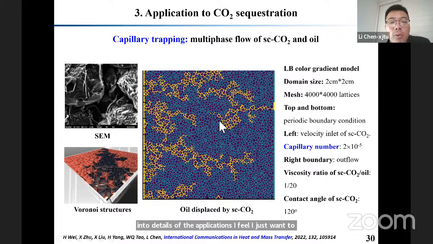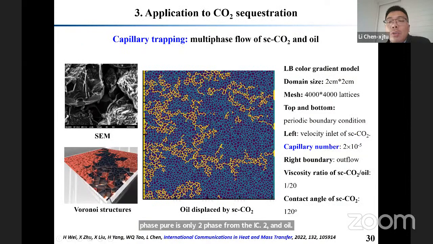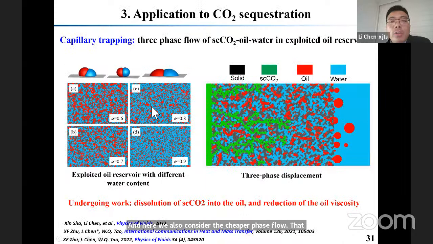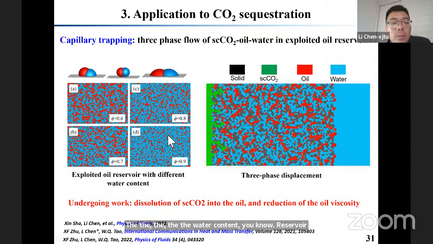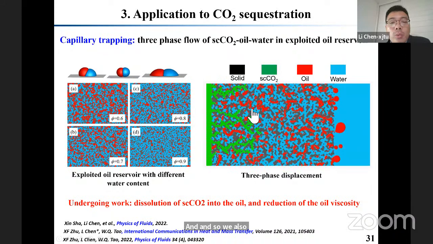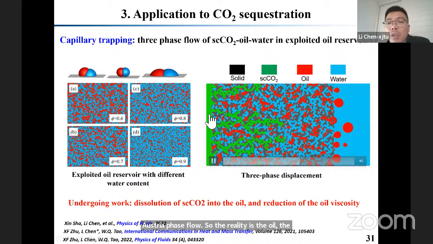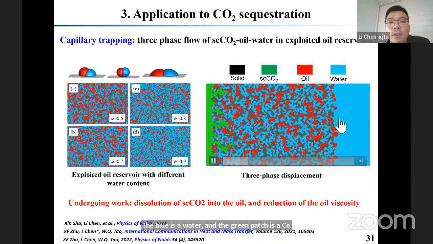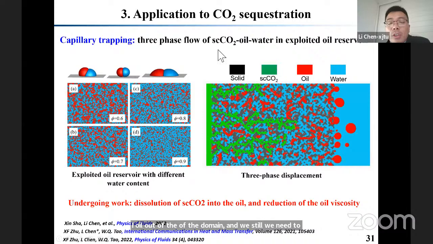Okay. And secondly, we also consider the triple phase. Here is only two phase flow, the SC CO2 and oil. And here we also consider the triple phase flow. That means usually the oil reservoir is first exploited by injecting liquid water. And at the later stage, the water content in the reservoir is very high, and it's not efficient to drive the oil using liquid water. So we further inject the gas, the supercritical CO2, into the reservoir. So you can find that here is the triple phase flow, or three phase flow. The red is the oil, the blue is the water, and the green part is the SCCO2. So here we try to drain the oil out of the domain and increase the storage of the carbon dioxide. Okay, so it's very complicated.